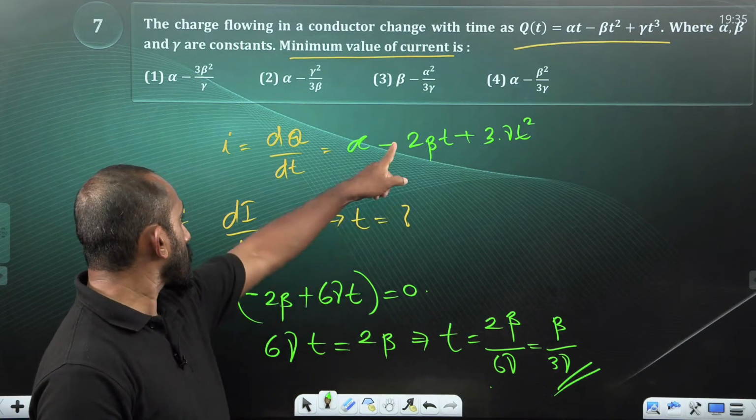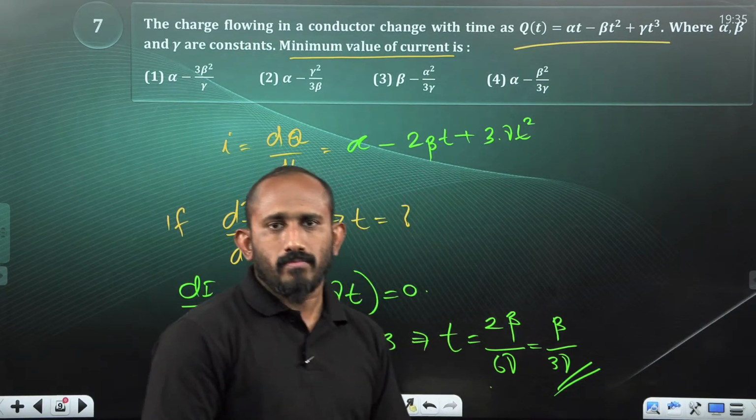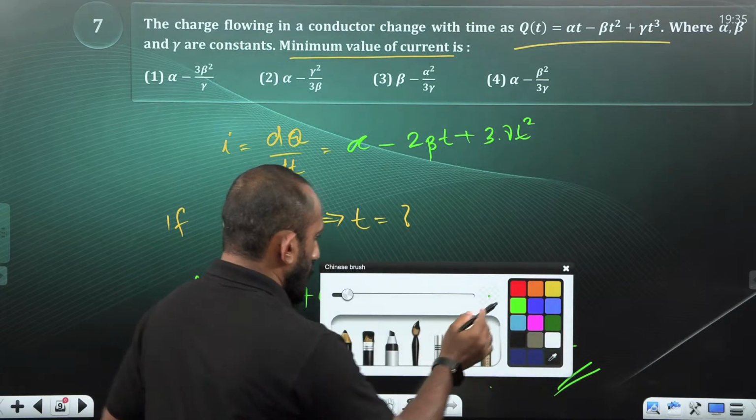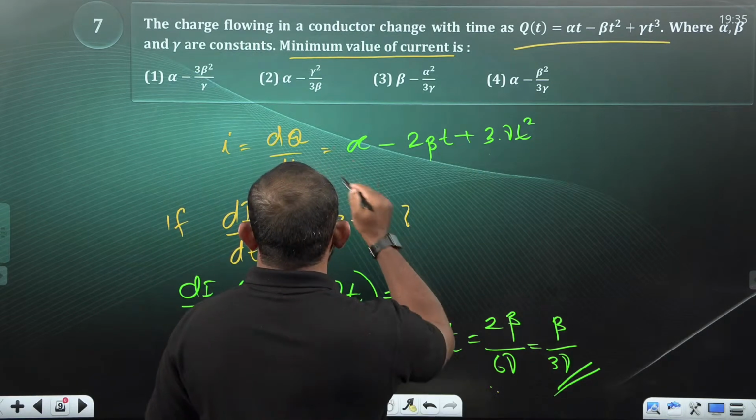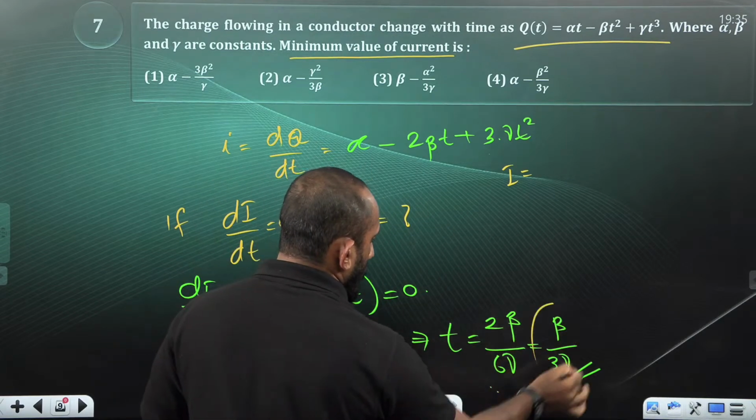Now this time if you substitute in I, you will get the answer. Clear? So check it, if you substitute in this equation, I will be equal to, for this t you substitute this value, beta by 3 gamma.